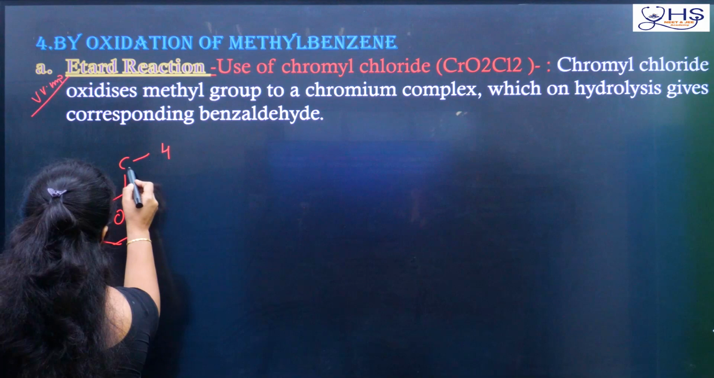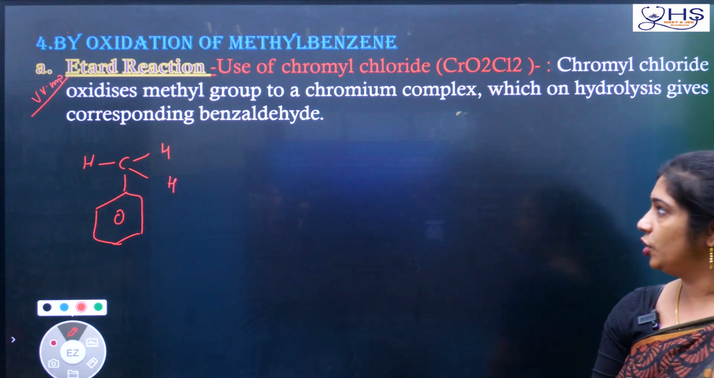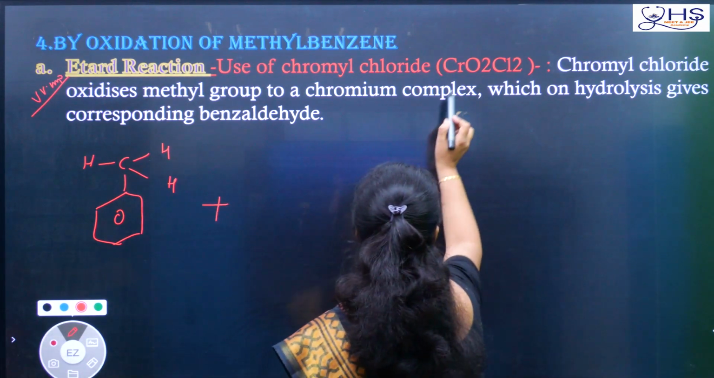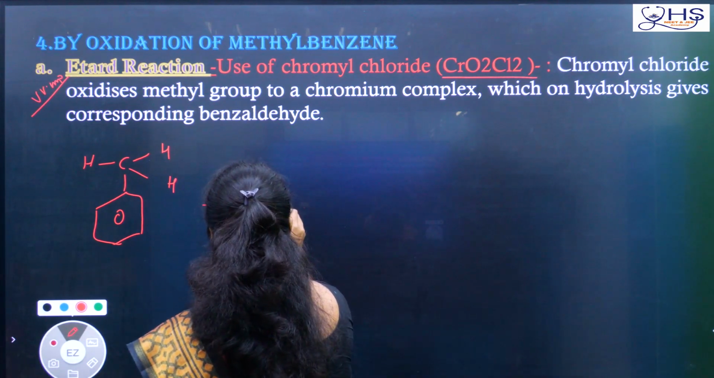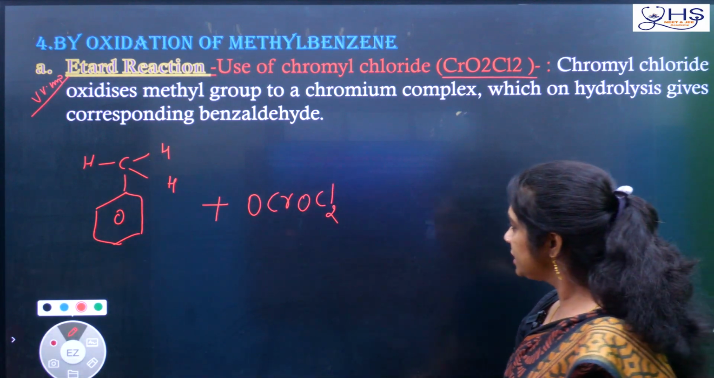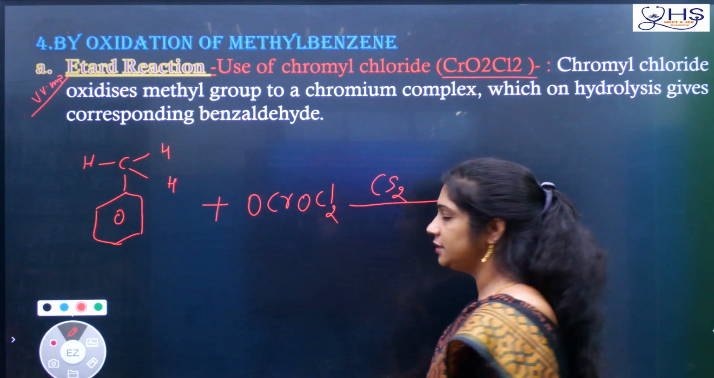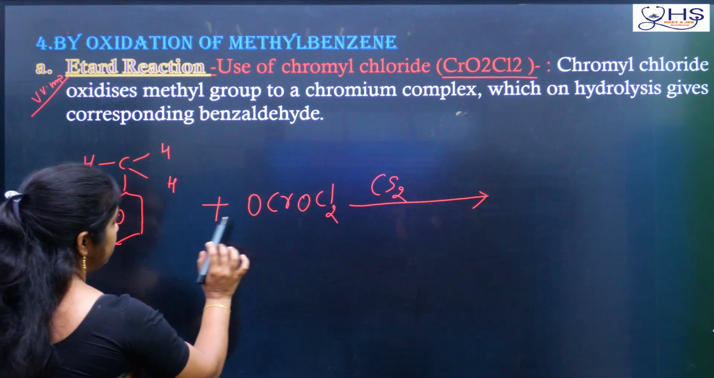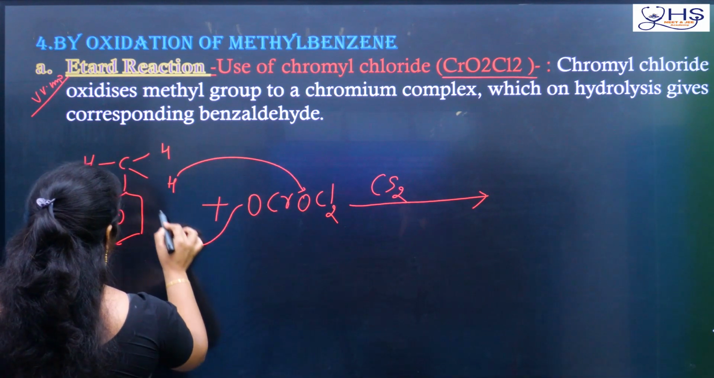So, I will write toluene in this manner, according to our convenience: benzene ring, CH3, toluene. And when I treat the toluene with chromyl chloride, the chromyl chloride formula is CrO2Cl2. I am writing this reagent as OCrOCl2 according to my convenience, in the presence of CS2, carbon disulfide as a solvent. Very simple: here this hydrogen goes to this oxygen and this oxygen attaches to this carbon.